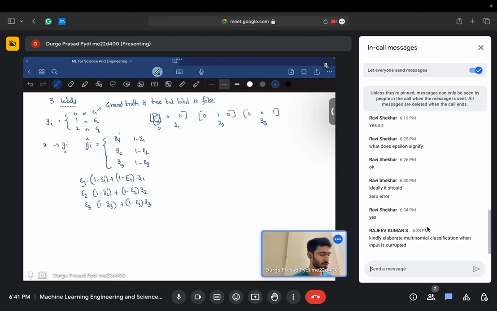Previously your objective function was sigma yi ln yi hat. Now in place of this y hat you have previously, you will write this particular quantity. So maybe I'll put epsilon i.